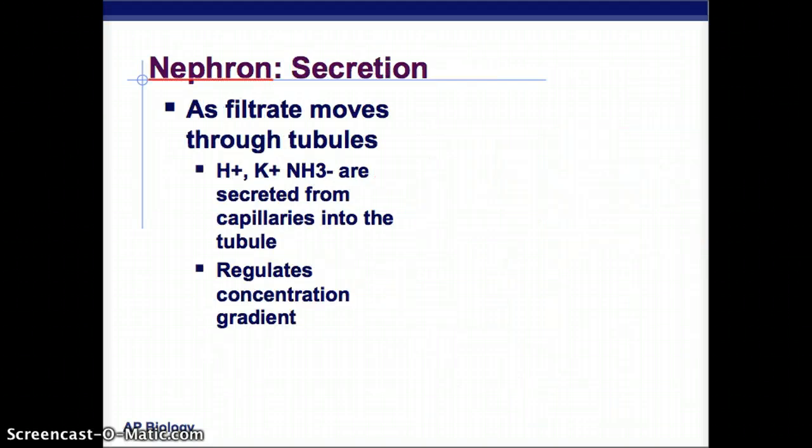All right, then we fall into our secretion process. As the filtrate moves through the tubules, hydrogen, potassium, and ammonium are secreted from the capillaries into the tubule. And that regulates our concentration gradient. So we're kind of keeping it even between the blood and the urine, from the capillaries into the tubule, or vice versa, dependent on which one has more.